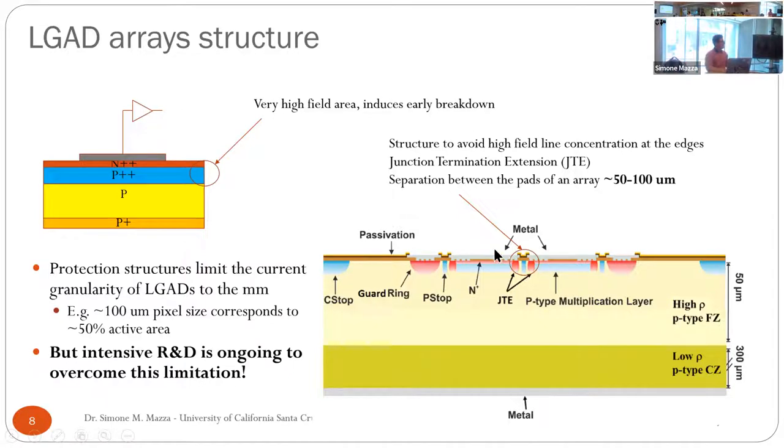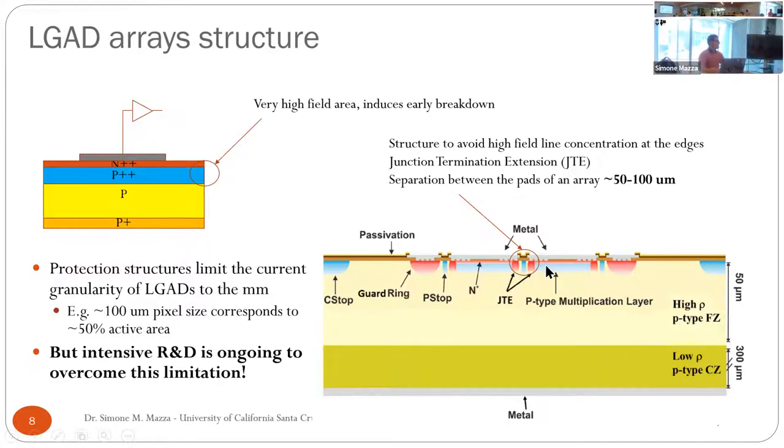However, this kind of structure takes space. So in between the gain region of this pad and the gain region of this pad, you have this dead region that can be between 50 and 100 microns, sometimes higher, depending on the design.